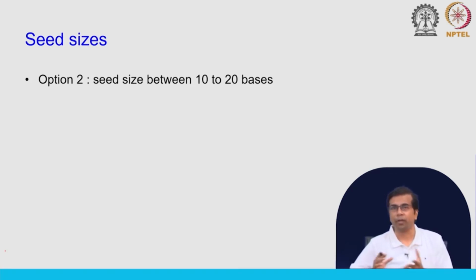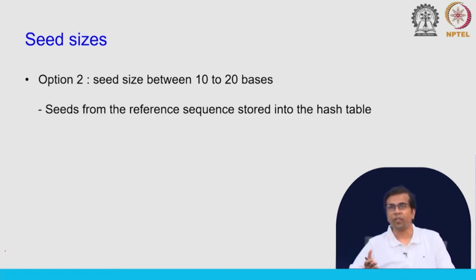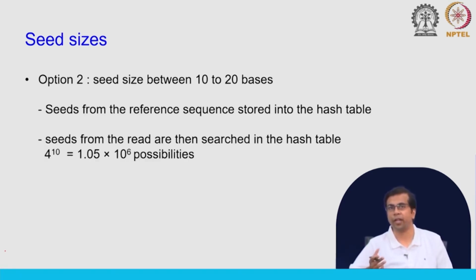The option 2 is probably to look at seed size that is between 10 to 20 bases. Again, this can vary depending on the read length that you work with, and researchers have experimented with different read lengths and have seen what works best for whatever read size you are working with. Again, we extract or generate seeds from the reference sequence and store them in the hash table.